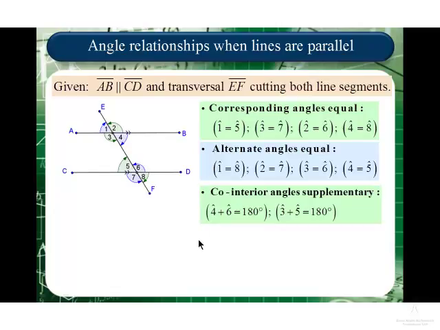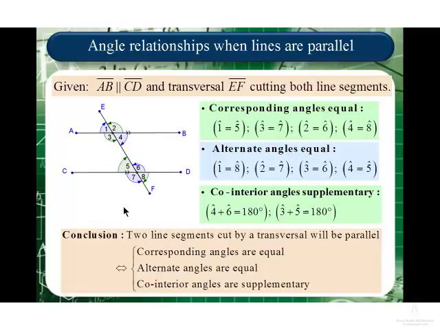So, finally, co-interior angles will be supplementary. In other words, the angles 3 and 5, the co-interior angles, if you add them together, you get 180 degrees. Similarly, also for angles 4 and 6.